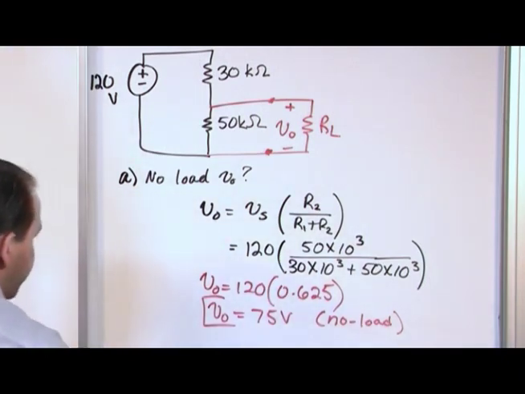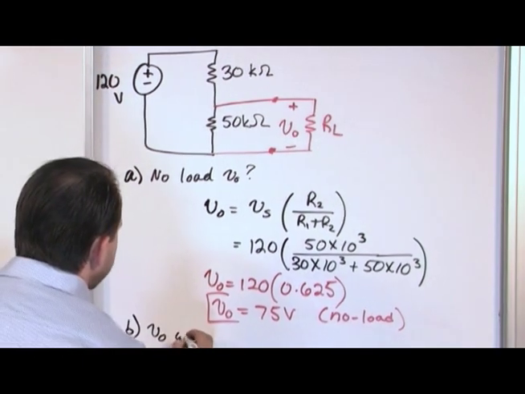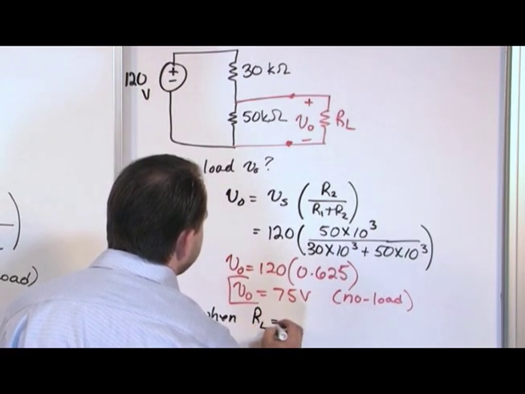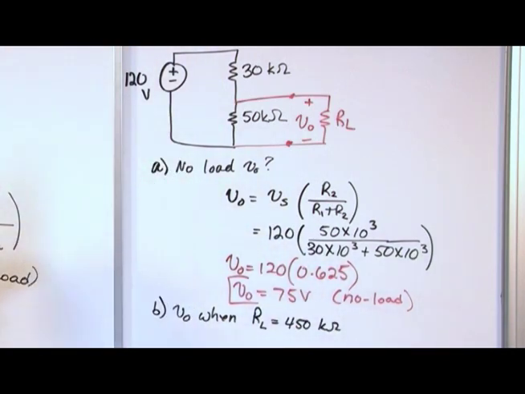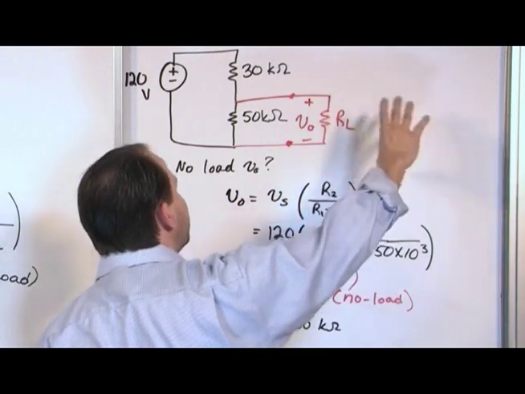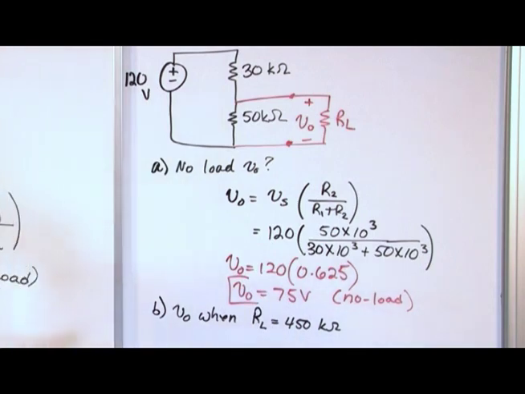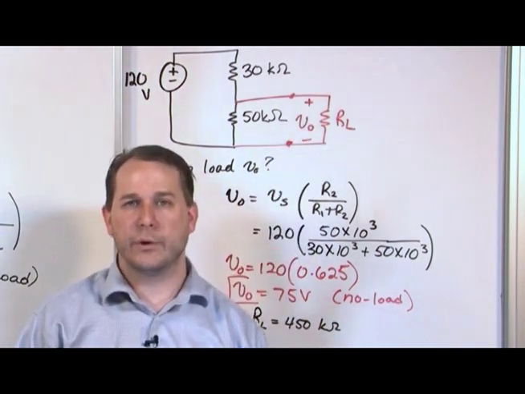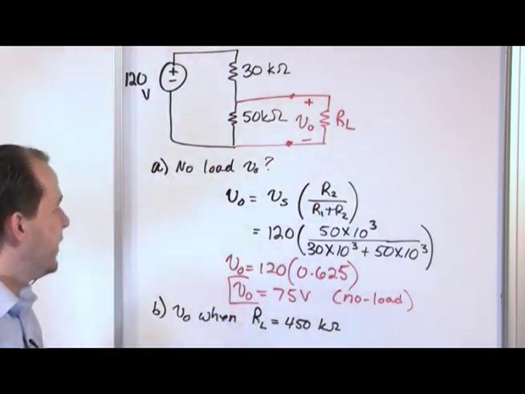All right, now here's the punchline for the problem. This is why I really want to do it. What is V naught when the load resistor is 450 kilo ohms? What happens there? So what we're saying is we hook up a load. That load happens to have an internal resistance of 450 kilo ohms. What we want to figure out now is, now that we've hooked up a resistor, what is the output voltage across it?